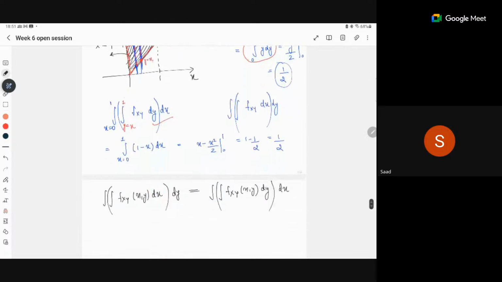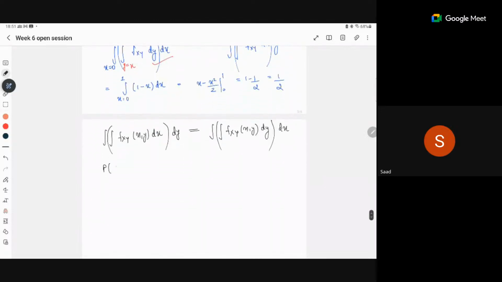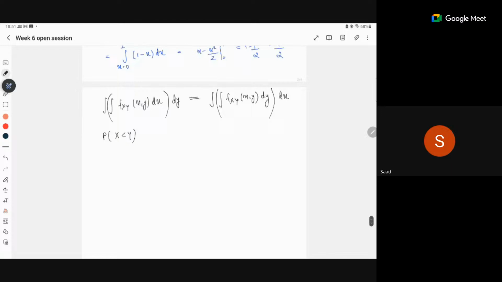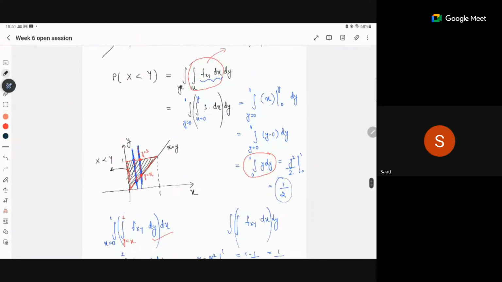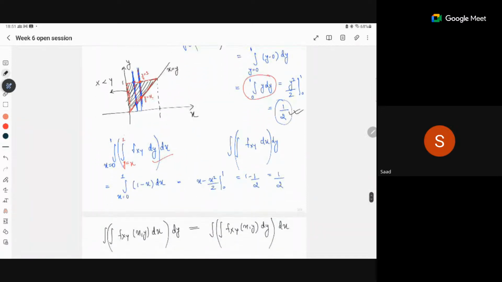For this example, where we had to find the probability that x is less than y, first I integrated with respect to x and then y, and I got 1 by 2. In the second case, I first integrated with respect to y and then x, and again I got the same answer, right? You can see the same answer. So it doesn't matter whether you first integrate with respect to x or y, the answer is going to come out the same.